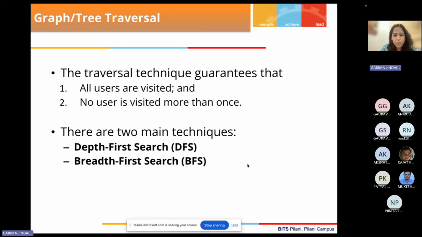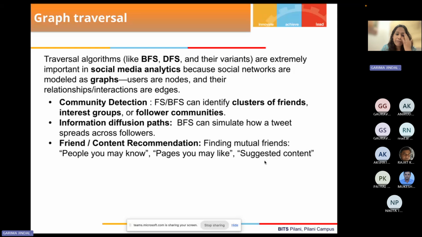We will quickly go through an example and see why covering these two is important. There are two traversal algorithms, breadth first search and depth first search, and there are various variants and implementations of these two algorithms. They are very important in social media analytics, because the data that we have in social media is in graph form. We have the nodes, edges and communities.